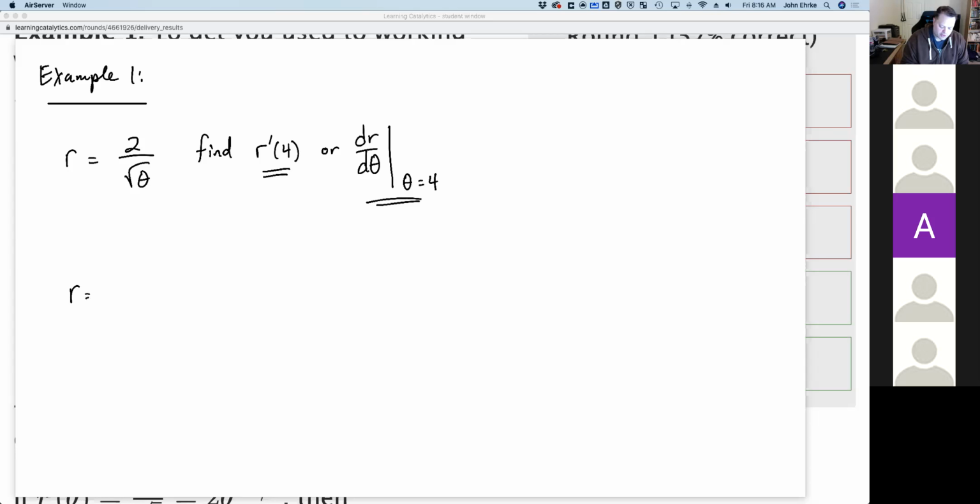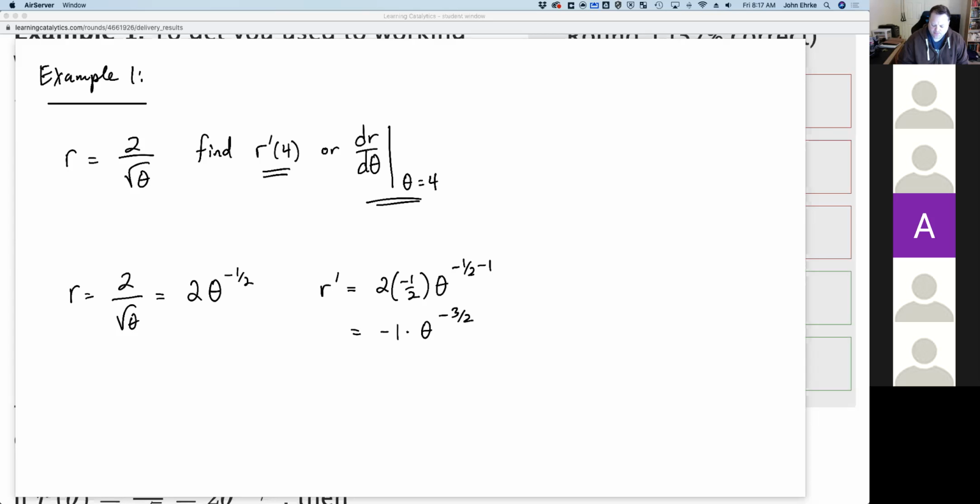Well, if you look at the function 2 over square root theta, this is the same thing as 2 theta to the -1/2. So this falls into power rule, which we talked about on Monday. If I take the derivative of this function, the power comes down, and then you subtract 1 from the new power. So I'm just applying power rule there. So 2 times -1/2 would be -1 times theta to the -3/2. Remember, -3/2 with the bottom number 2 means it's the square root of theta cubed.